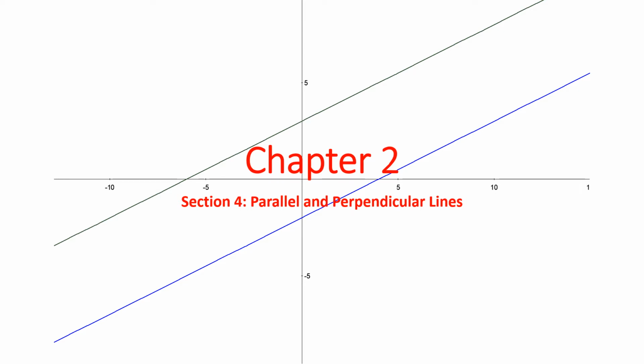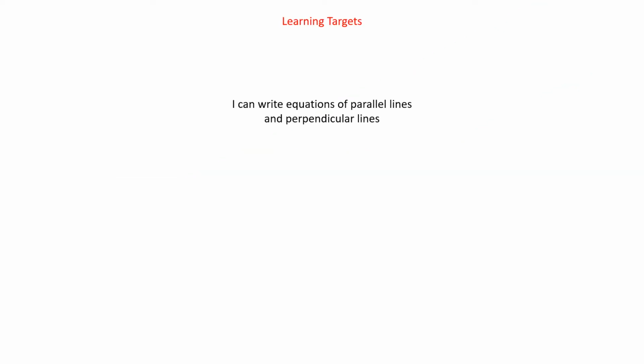So let's see what we have here for a learning target. A learning target: I can write equations of parallel lines and perpendicular lines. So today we're just writing equations. We're not actually graphing anything today. You could graph them if you want to, but once we have an equation, the graphing is going to be the exact same thing that we've been doing all chapter.